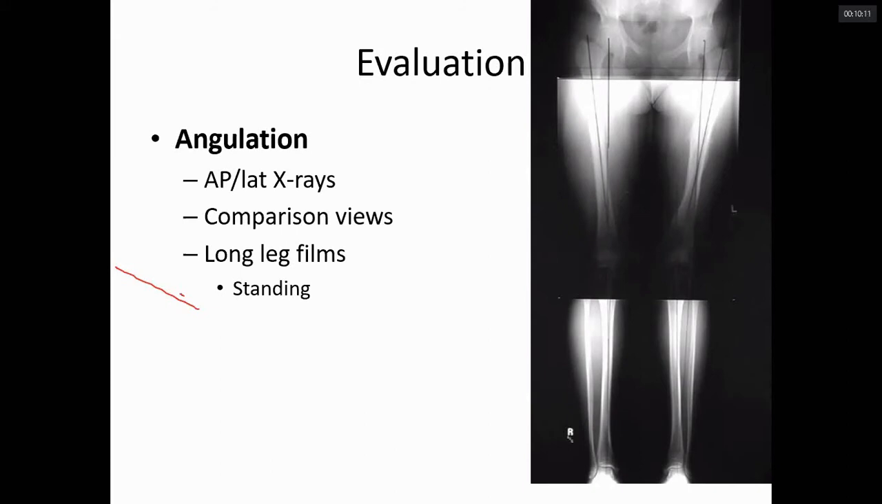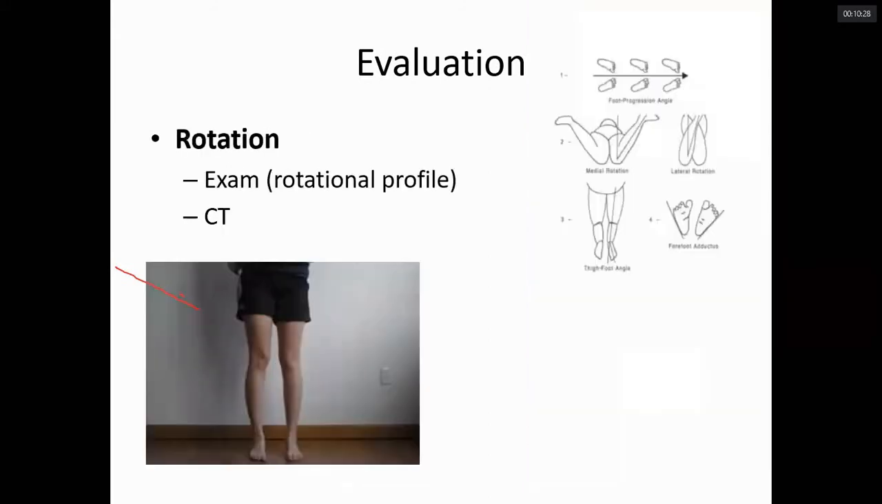and comparing with the contralateral side. So the board has given, especially in orthopedics, so we have identical, so left and right. So we compare, we take the other side to be normal, and we try to measure the angulation. Okay. So rotational profile can be done by clinical examination or CT.